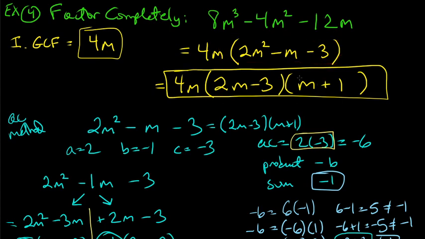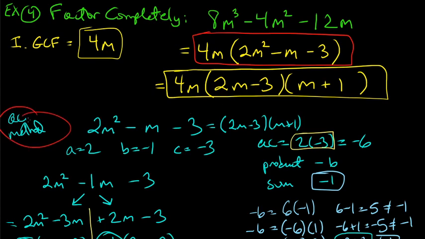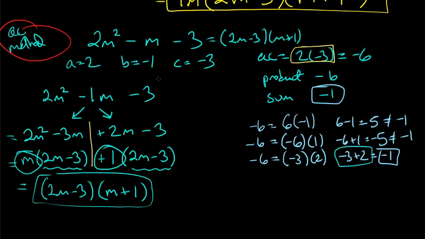So we've talked about this. What if you leave it like this? What if this was your answer? Well, that's not the answer, right? That's not factored completely. It is factored, however, so you will get partial credit for this answer. But you are going to lose points because you did not factor the 2m squared minus m minus 3. It is factorable by the AC method, as we did down here. All of this.